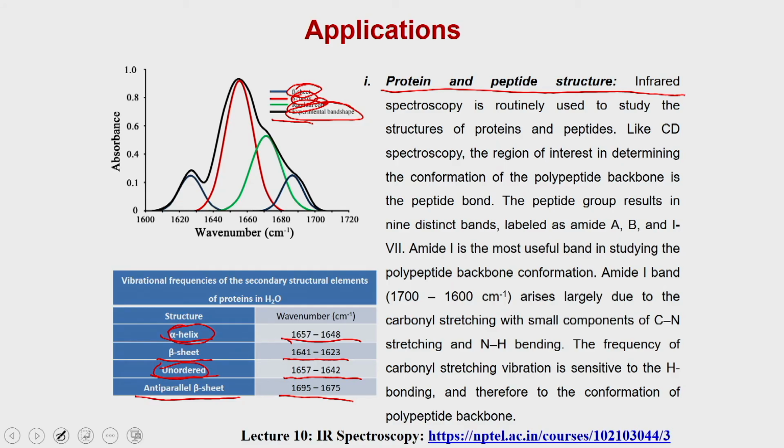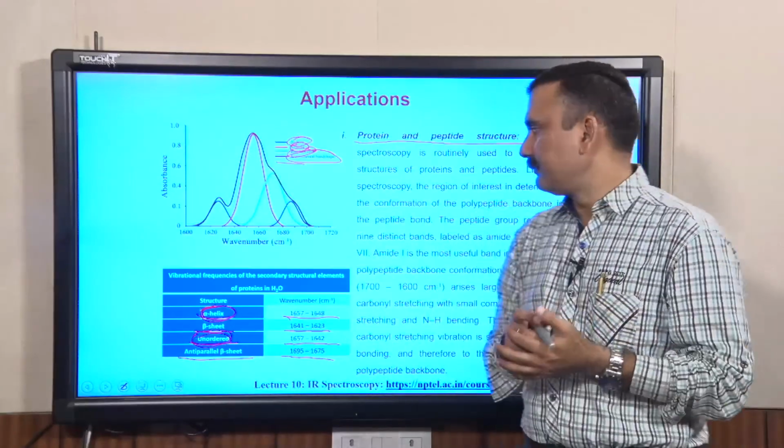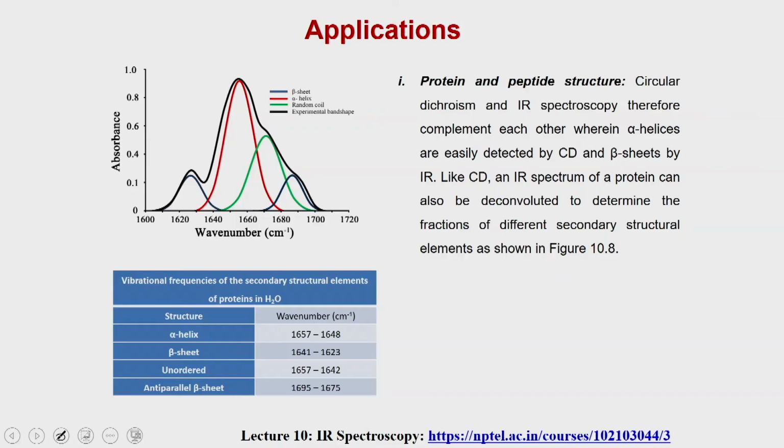The only issue is that the unordered region and the alpha helix are very difficult to distinguish in water. So, it is important that you should not simply rely on IR spectroscopy to calculate the relative abundance of the secondary structures present in your proteins. You can easily verify by doing the CD spectroscopy of the same protein, and that is going to confirm the IR finding as well.